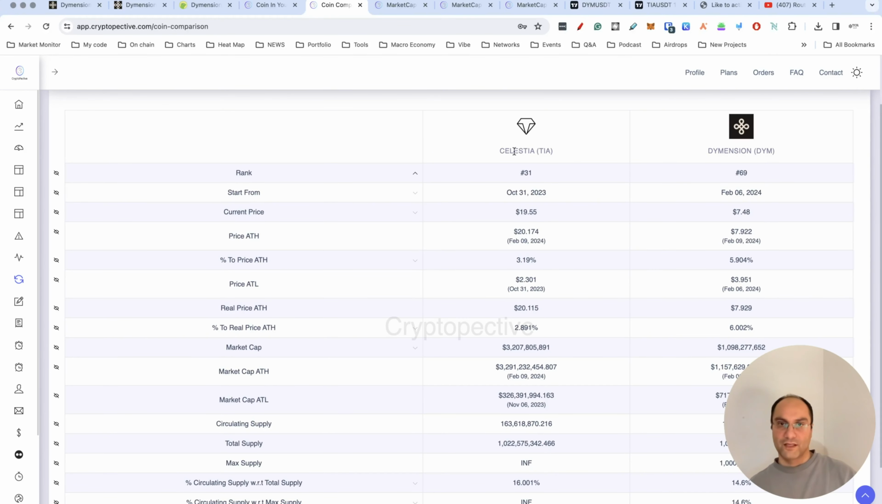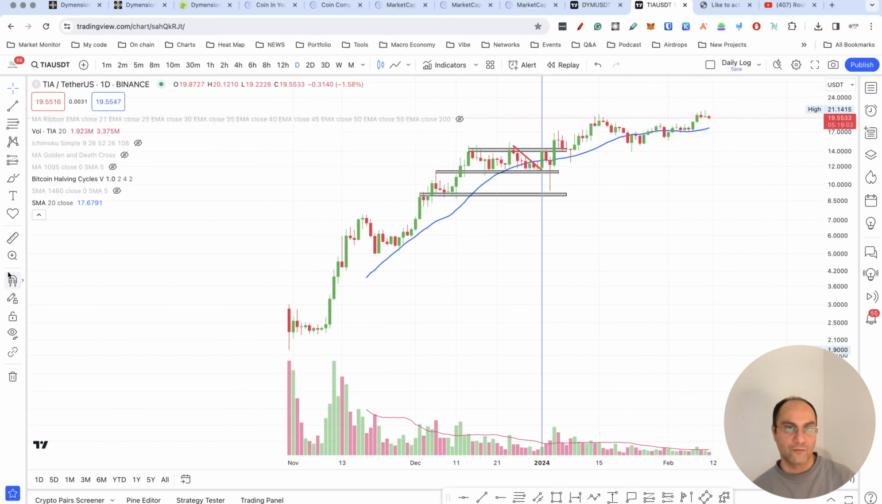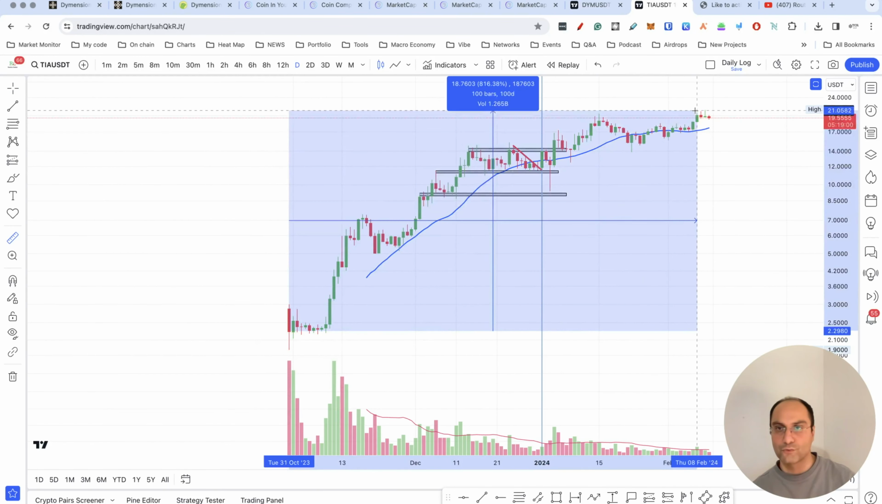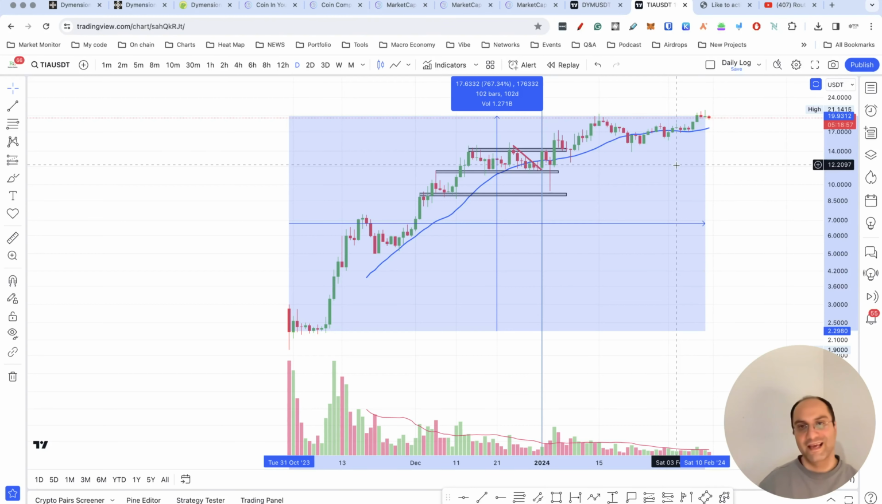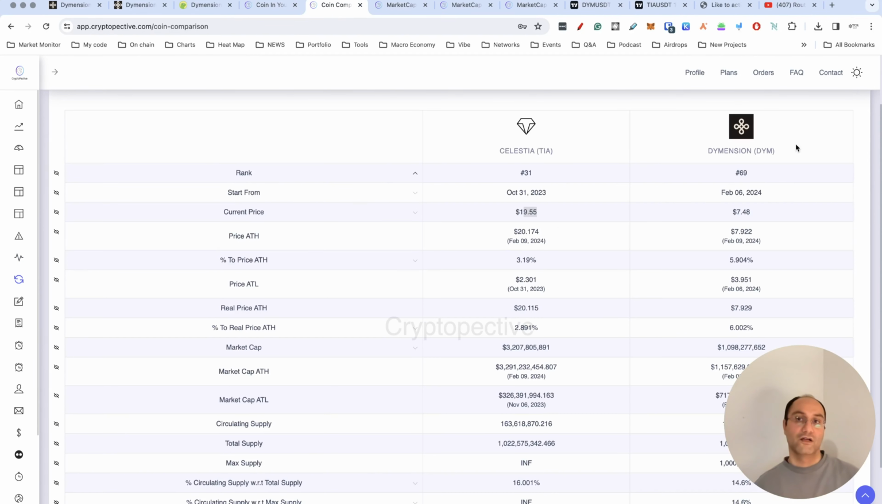Let's compare TIA, Celestia, with Dymension. They want to do similar things. Okay, they are a blockchain, a modular blockchain. We can see 31st of October 2023 here, and this one is the 6th of Feb 2024, recently. And now the price is almost at $20. It rose after the listing on Binance by almost 67%. If Dymension wants to repeat the same story, what will the situation be?